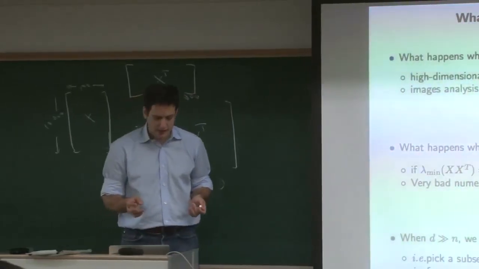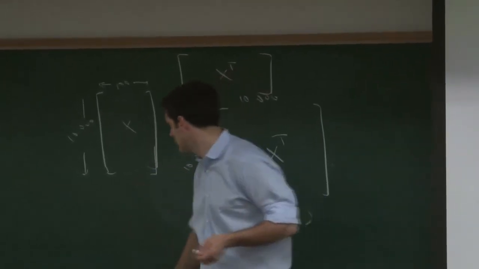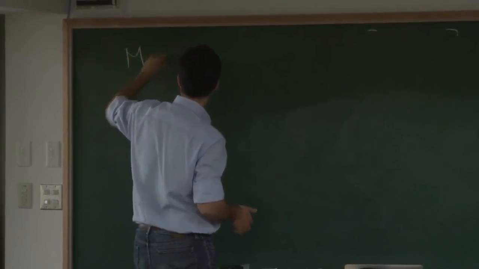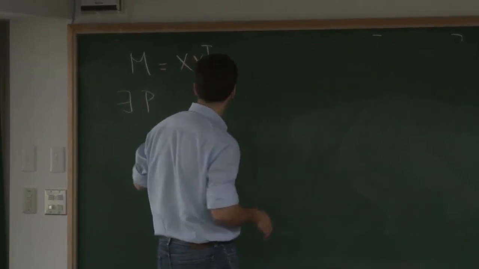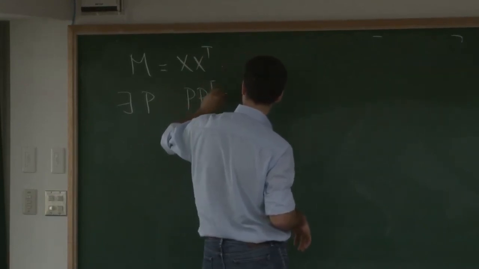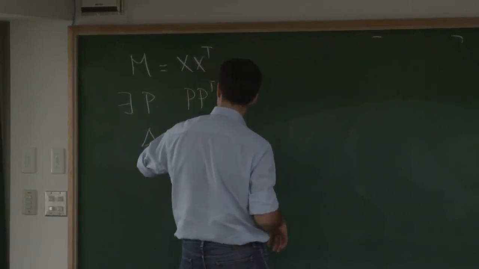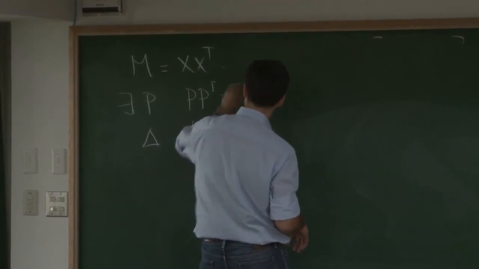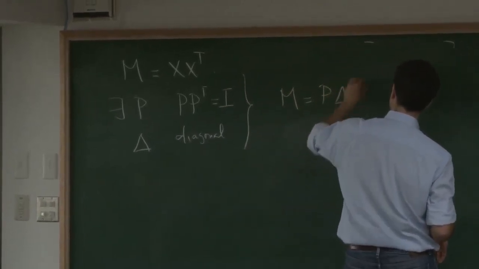If you have a matrix which has very small eigenvalues, when you take its inverse... So you all know about diagonalization of matrices, right? Suppose I'm going to call M my matrix X transpose, and I tell you that there is a matrix P which is orthogonal, so PP transpose equals the identity, and there exists a matrix delta which is diagonal, such that M is equal to P delta P transpose.